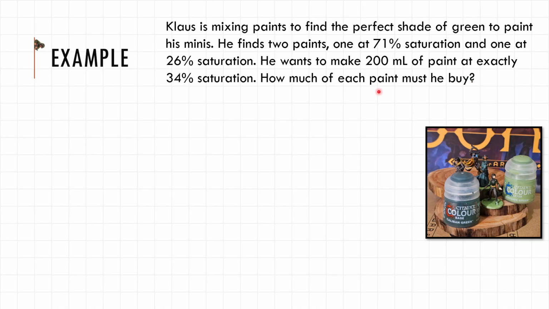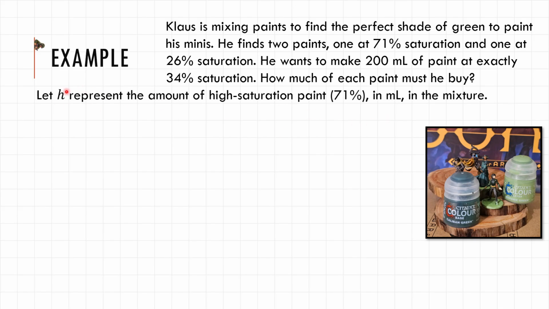Well, before we can start solving a linear system, we actually need the linear equations, right? And to do that, we have to recognize what are the variables in this scenario. What is Klaus trying to do? Well, we know he's mixing these two paints, and he wants to figure out how much of each paint. So one variable might be the amount of one paint, the other variable might be the amount of the other. So let's label those. I'll say H is going to represent the amount of the high saturation paint, and that's 71%. And that's going to be measured in milliliters. I chose to use milliliters because he wants to make 200 milliliters of paint.